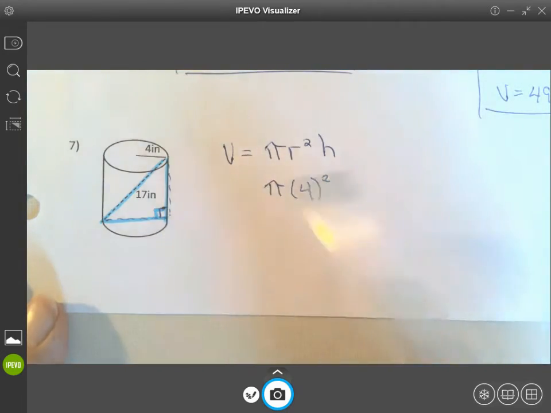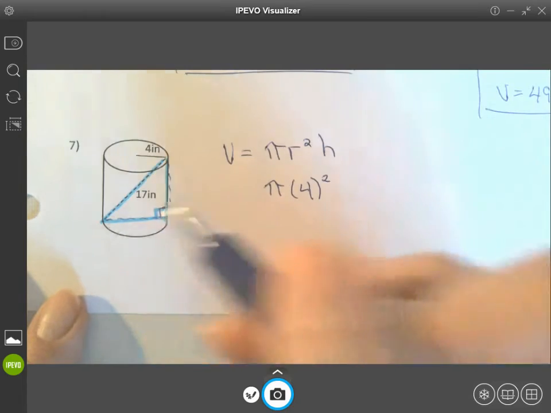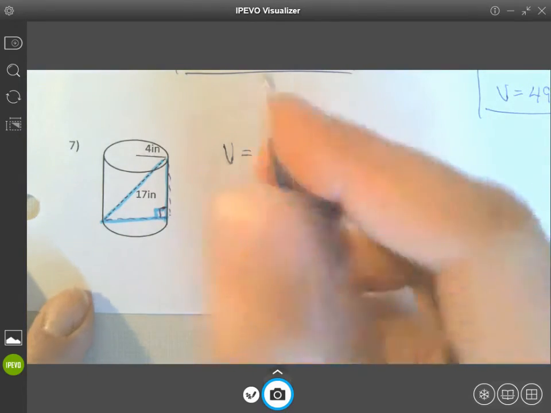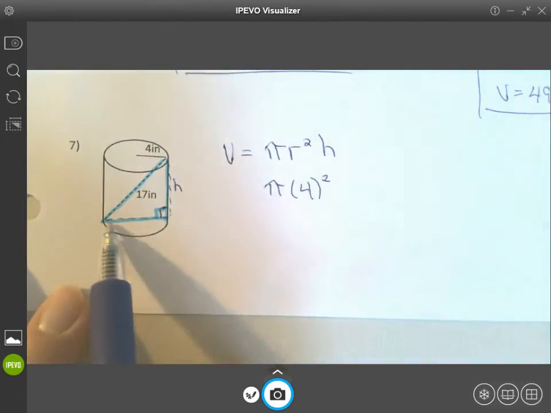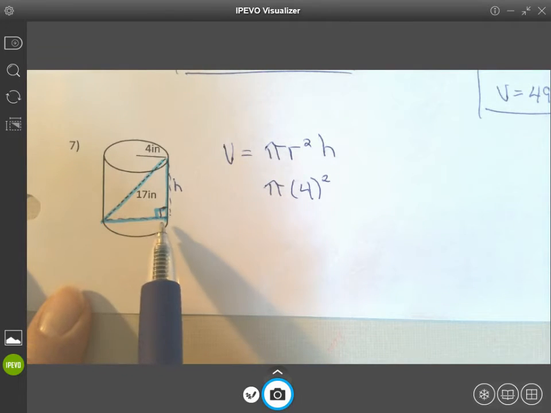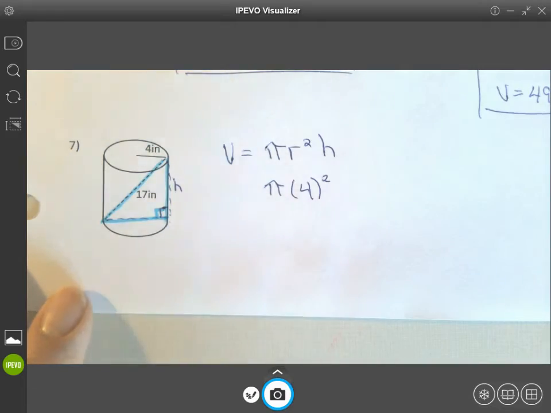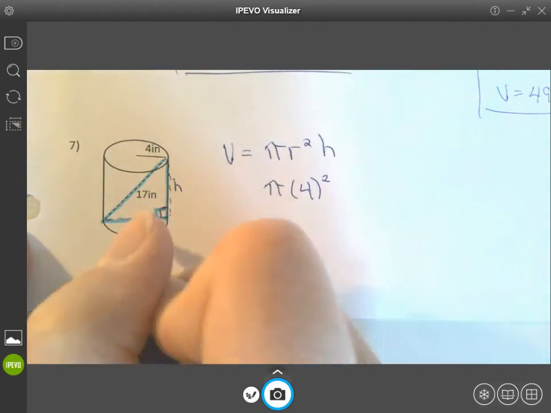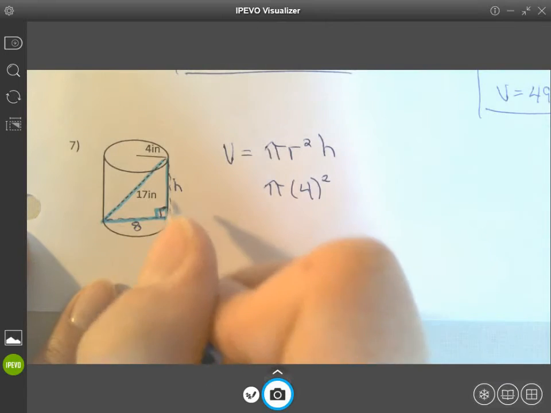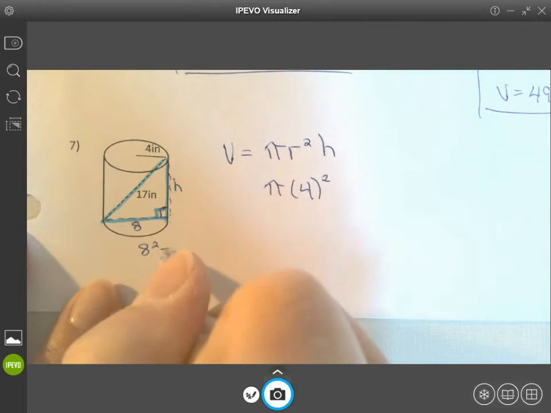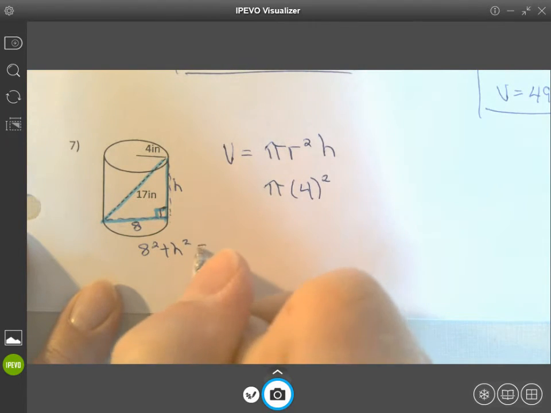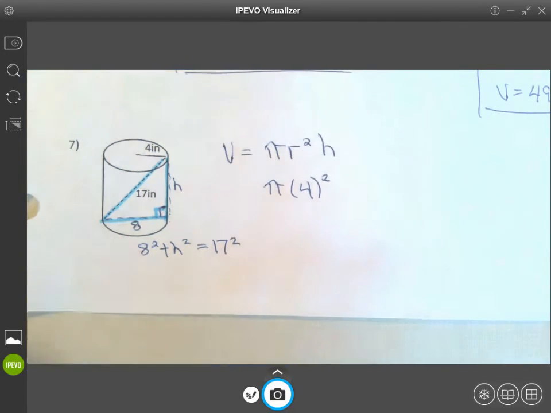So I have this right triangle. It's like a cross section. And I have the hypotenuse, which is 17. I need to find the height. What's this going across the bottom of the circle? Hint, hint. Well, it'd be a leg. It's the diameter of the circle. So what would it be? 8. Fabulous. Okay, so if I need to find the height, it'd be 8 squared plus h squared equals 17 squared. Remember, the hypotenuse is what it equals, and we make that mistake. Okay, so we got to find this.